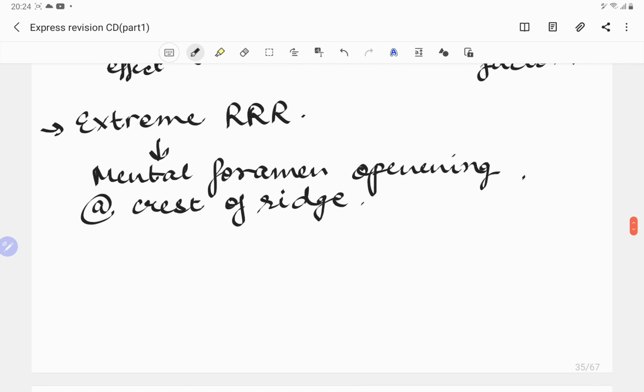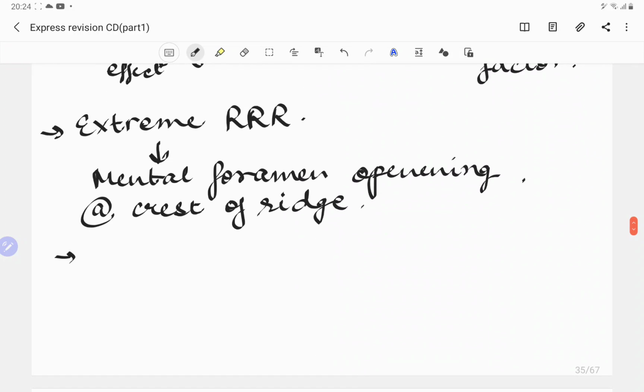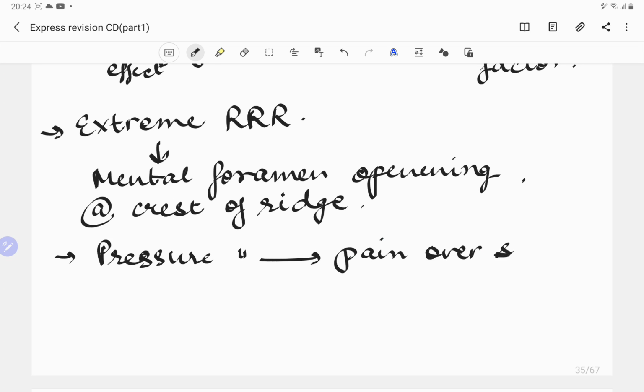So if we are putting pressure directly on the mental foramen, that means we are putting pressure on the mental nerve. So what will happen? Pressure over here will cause pain to the patient. Pressure in this region will cause pain over the sharp bone, so the patient will complain of pain in that case.